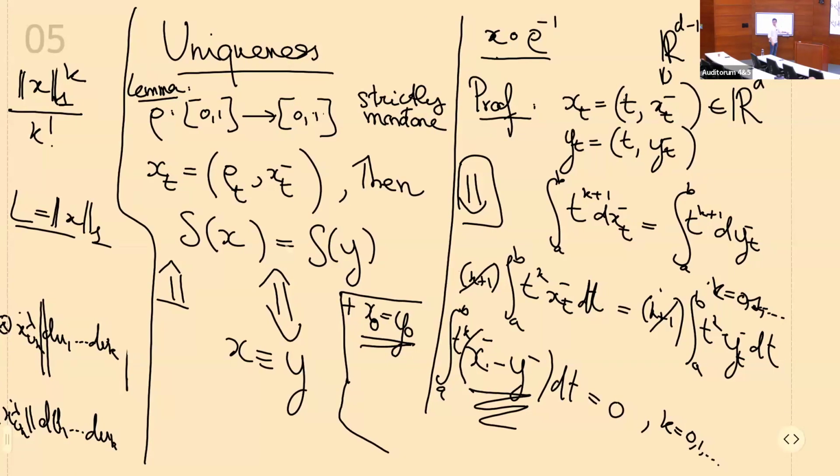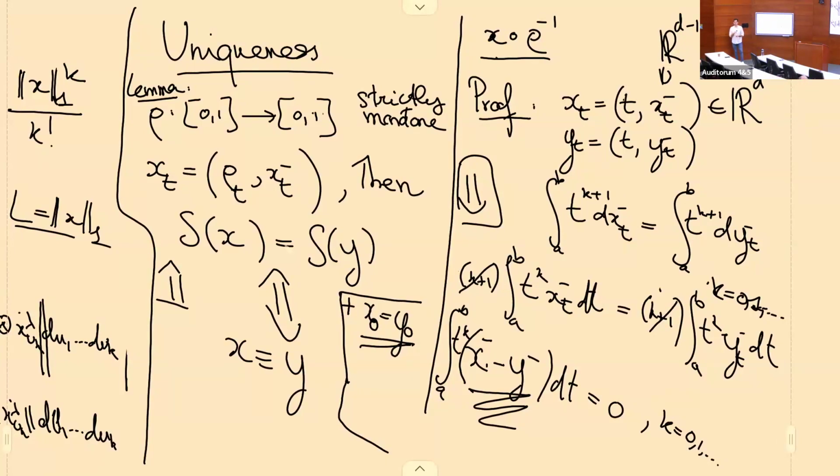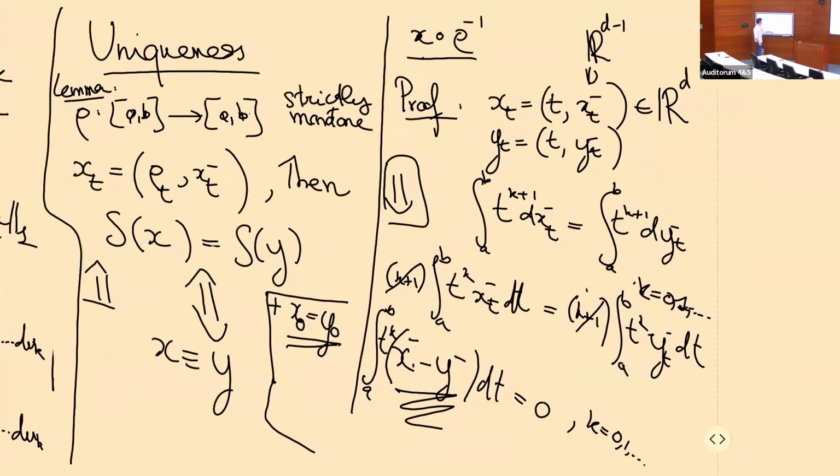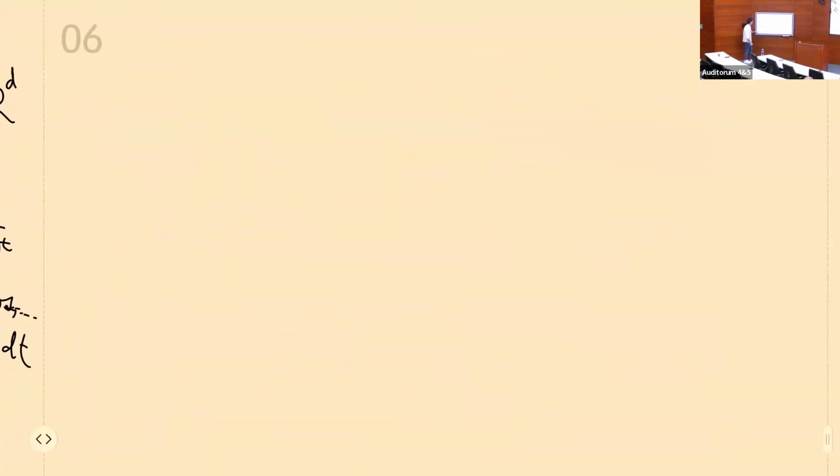Yes? Sorry, just for A equal to 0 and B equal to 1 here? Yeah, but this is arbitrary. Yes, sorry. Okay. So at least for this path, the signature is unique. I will come back to this uniqueness later.